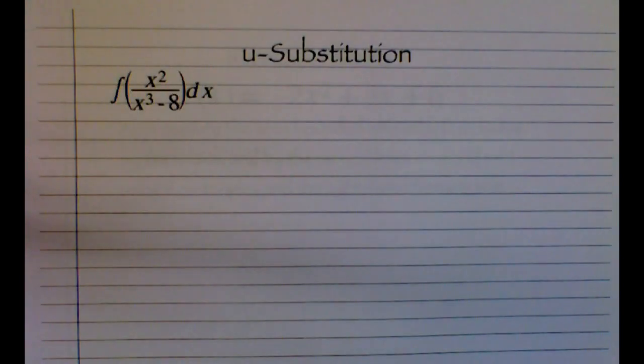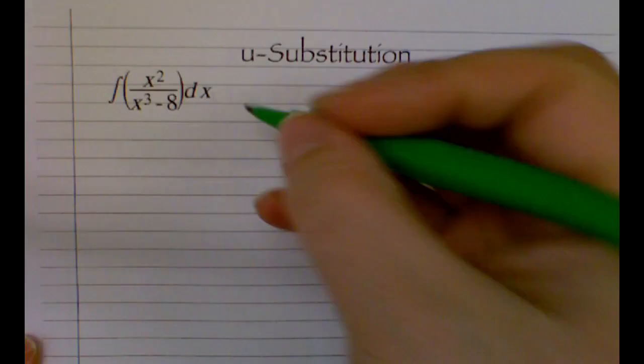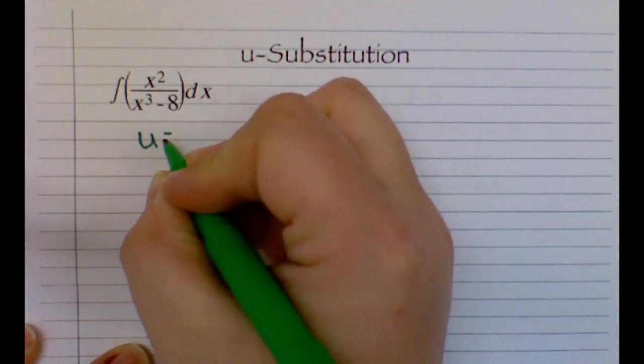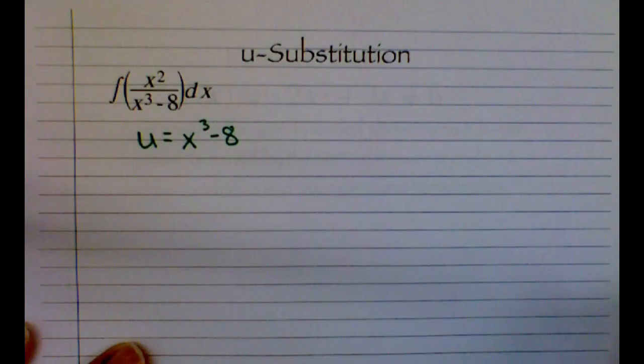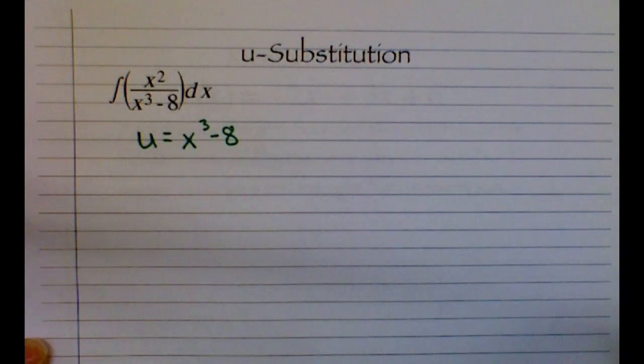Then we did some u substitution. So when it comes to u substitution, you need to start by finding something to be u. You want to choose something that's raised to a power, or inside a square root, or inside a trig function, something kind of like that. In this case, I would choose u to be my denominator, x cubed minus 8, because I think I can find the derivative of this in the original function.